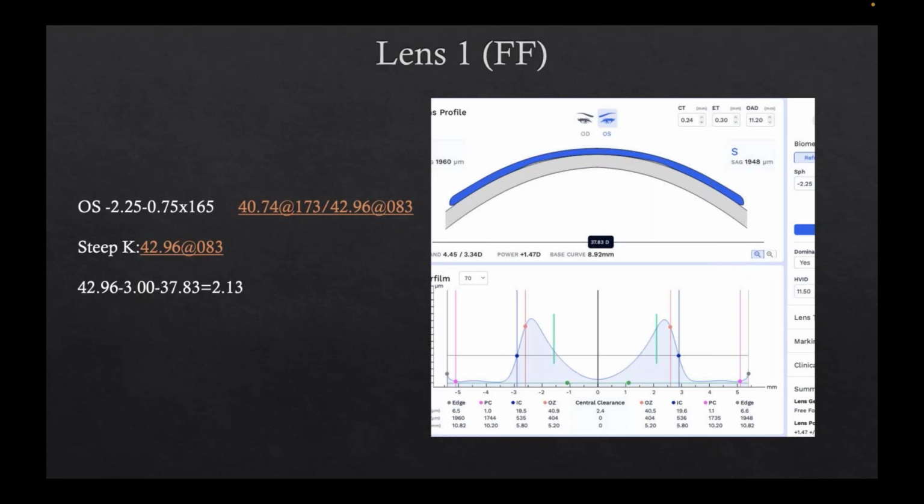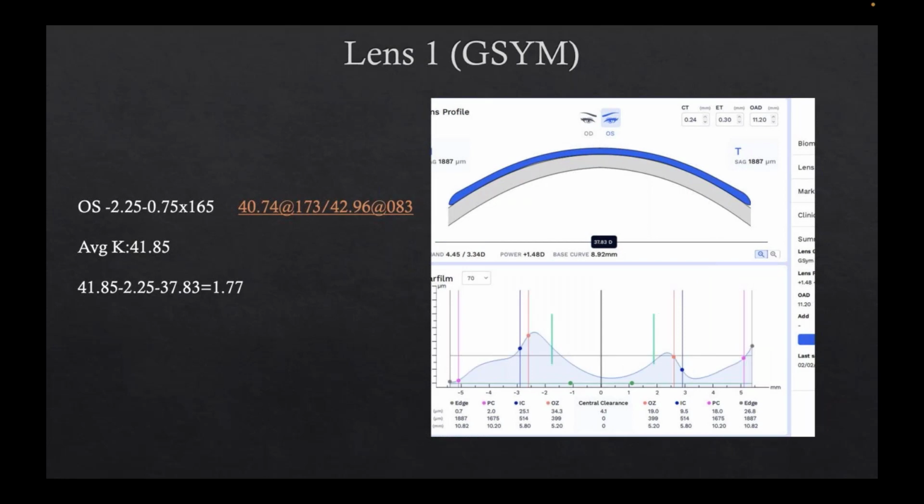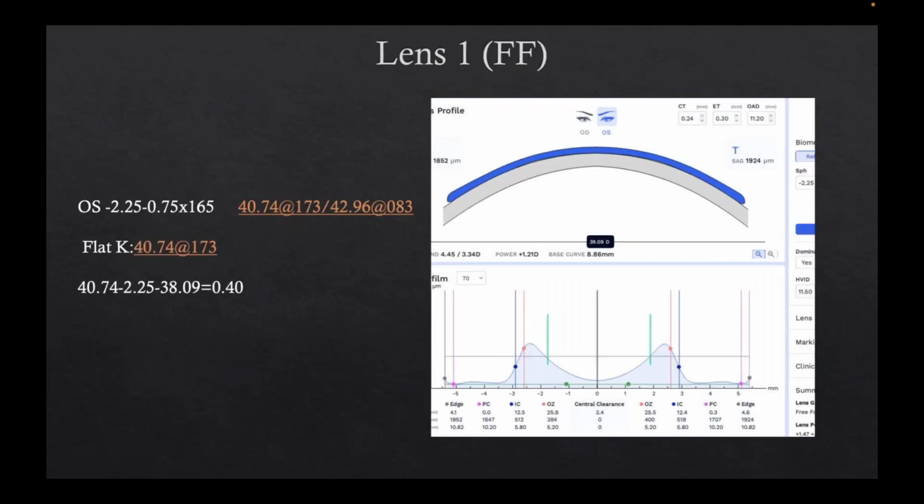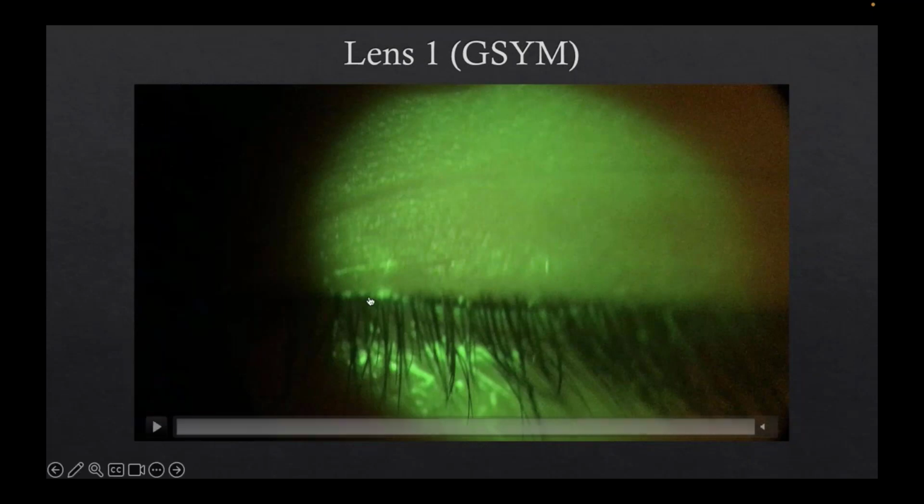But I can't do that. If you go back to the GSIM design, now a 1.77 is kind of like the perfect, like 175 is kind of a perfect Jessen factor for a -2.25. And I don't want to fully correct the steep meridian because it's 2 diopters higher than the flat meridian, yet I only have 0.75 diopters that I have to fix. So by relatively undercorrecting the steep meridian with that 1.03 Jessen factor, that should give me a decent refraction post-fit.